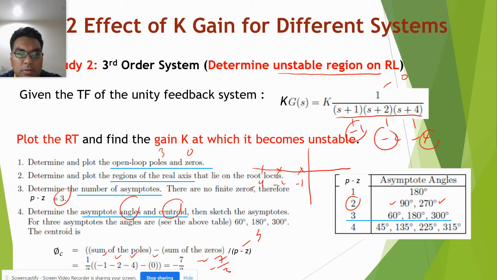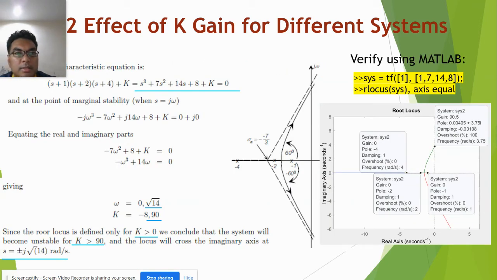In this case, you have the number of poles minus zeros equal to 3, so you will get angles of 60, 180 and 300 degrees. Okay, so let's solve this. The characteristic equation, as usual, you can solve for the solution.